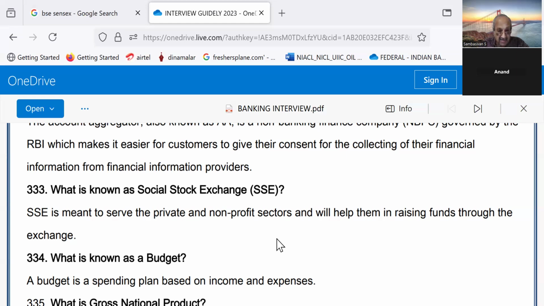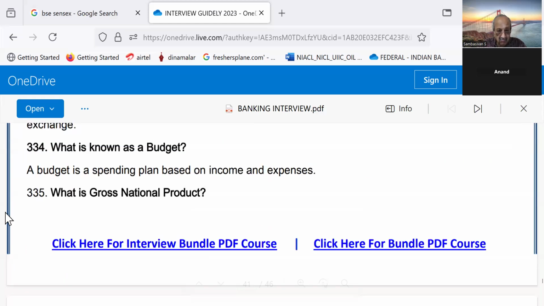Now, what did you ask? No, sir, I was asking about social stock exchange because I haven't heard about it. I have also not heard this. Social stock exchange means it's meant to serve private and non-private sectors and will help them raise funds. I think it refers to Bombay Stock Exchange only, something like that. Okay, continue.